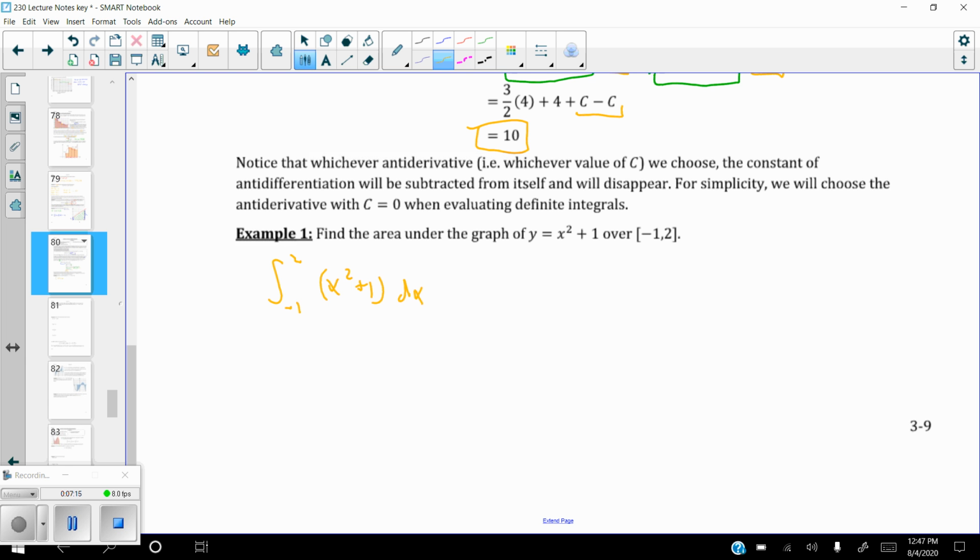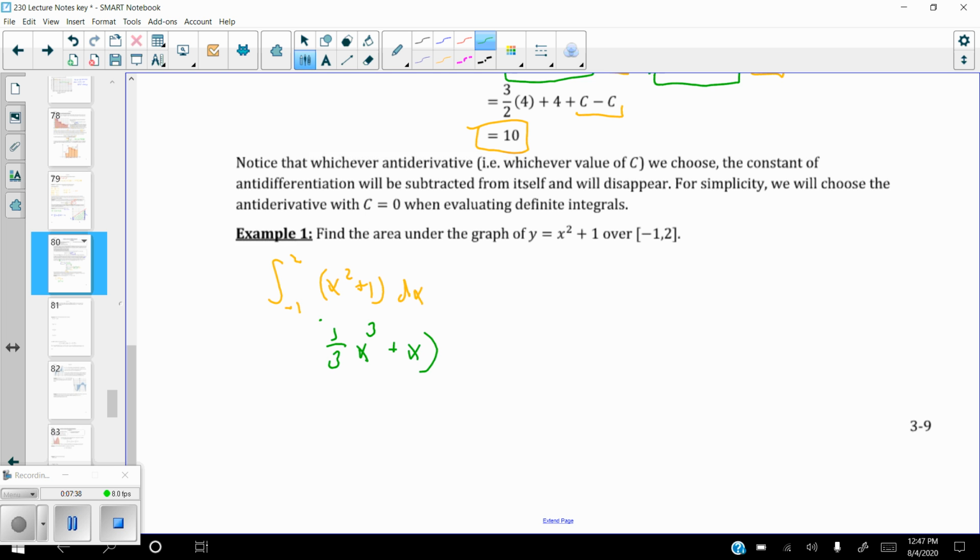Okay, so let's go ahead and follow the procedure. It says take the antiderivative. So the antiderivative of x squared is 1/3 x cubed. Remember, raise the power by 1, divide by the new power. Dividing by 3 is the same as multiplying by 1/3. You can write it as x cubed over 3. It doesn't matter. Plus the antiderivative of 1 is x.